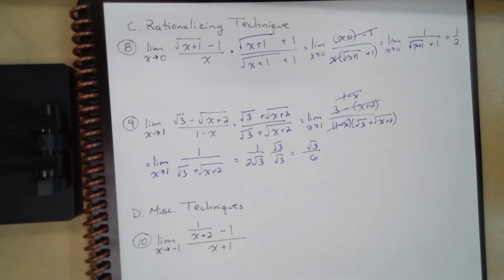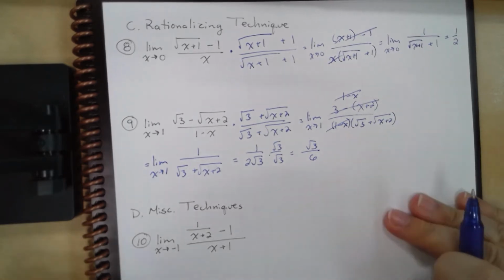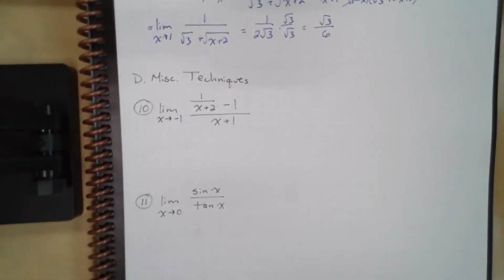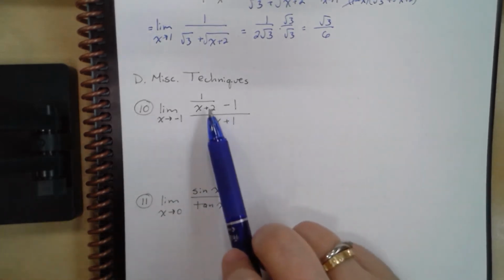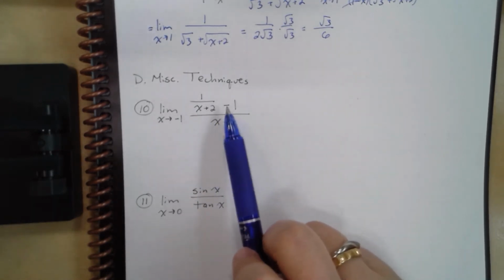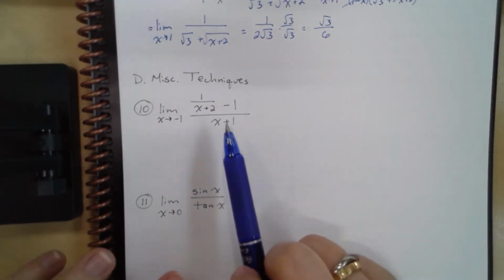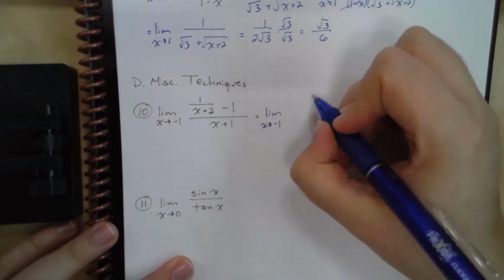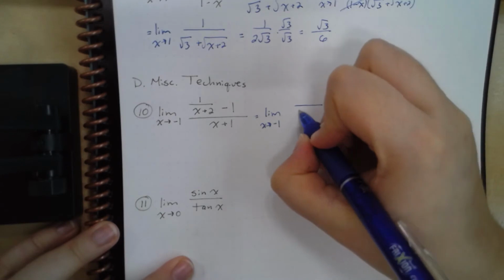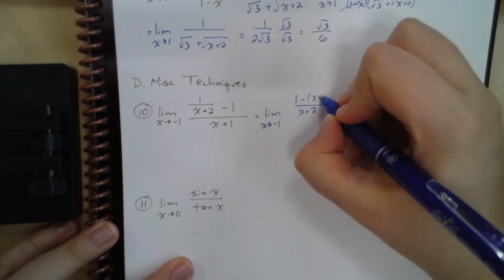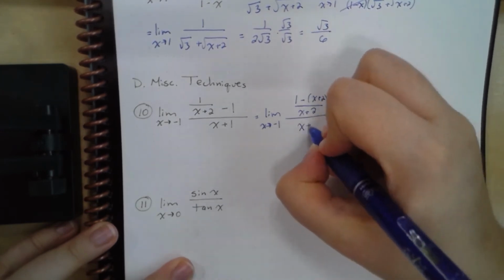We do have one more, I guess kind of two more, a few miscellaneous techniques. These don't really fall into a category exactly I want to talk about. Number 10, we want to be able to multiply this out, and really right here we have a fraction in a fraction. So what I would recommend doing is finding a common denominator of your numerator and then basically dividing fractions. So this is going to be the limit as x approaches -1 of, and my common denominator here is going to be x plus 2. So I'm going to have 1 minus, this just obviously has to be x plus 2, over x plus 1.